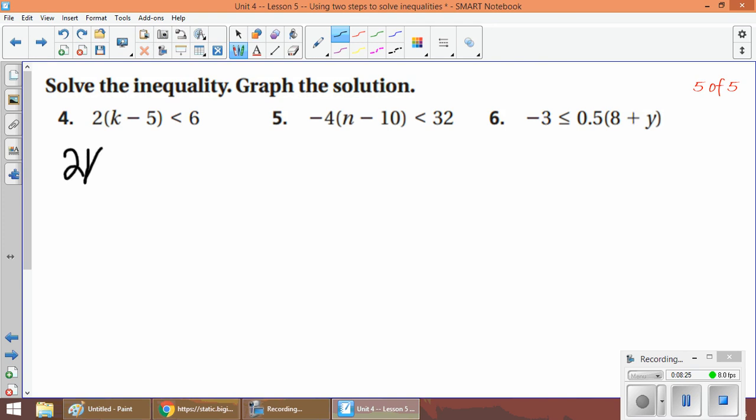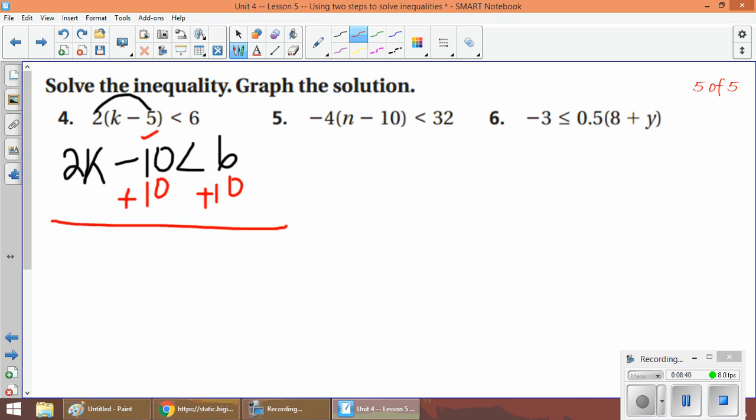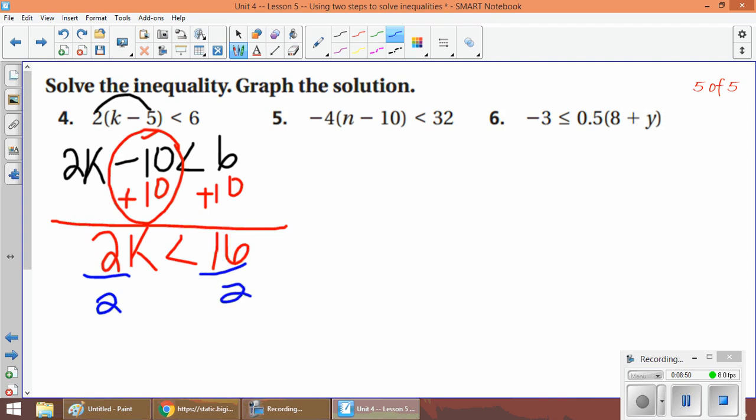So 2k minus 2 times 5 is 10 is less than 6. So the first thing I'm going to do is get rid of this -10. So the inverse is +10. These are my 0 pairs, leaving me with 2k is less than 16. Divide both sides by 2. K is less than 8.